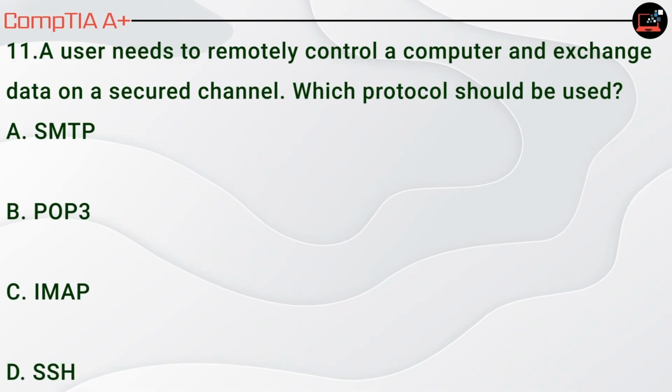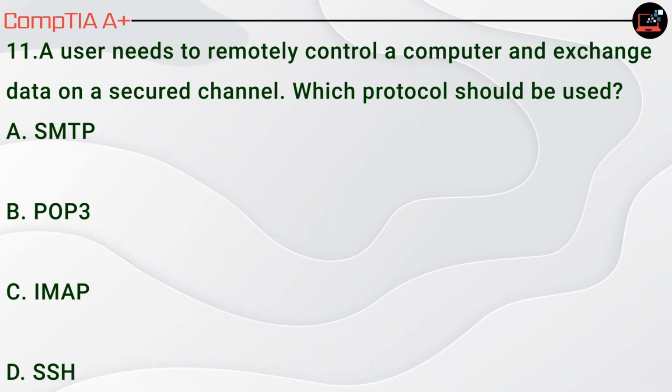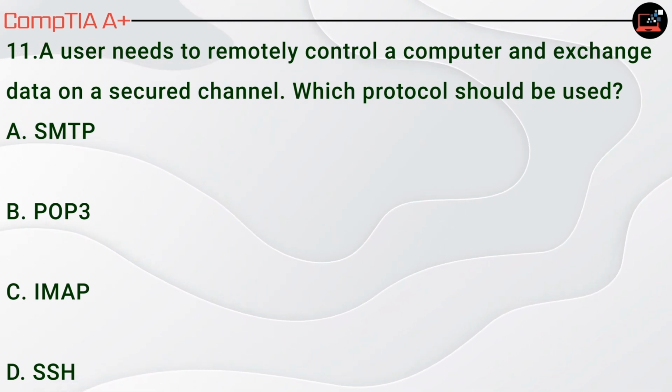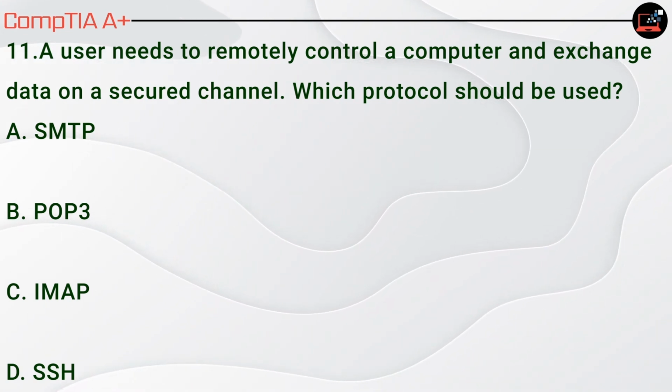11. A user needs to remotely control a computer and exchange data on a secured channel. Which protocol should be used? A, SMTP, B, POP3, C, IMAP, D, SSH.